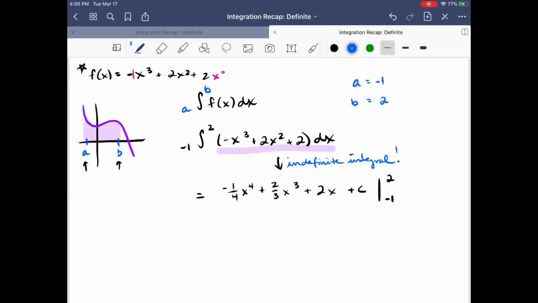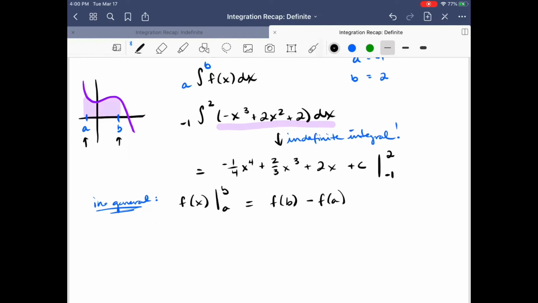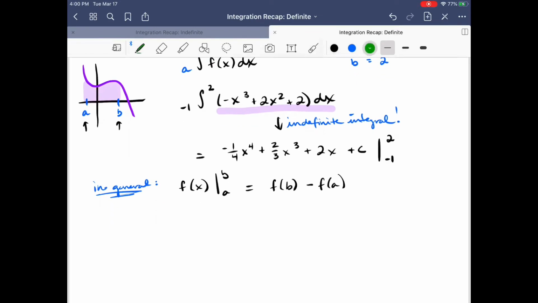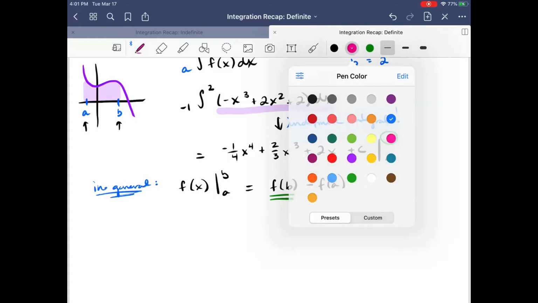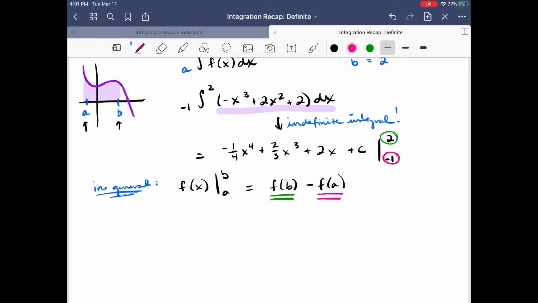So let's look in general, because we always like to start generally, and then we can go more specific for our given problem. So in general, when I have some f of x from a to b, the way I solve this is by doing f of b minus f of a. So all I have to do is plug in my endpoints to my function where I need to, and I am rocking. So let's take a look at what that looks like here. So f of b we'll do in green, and remember b is 2. F of a we'll go ahead and do in pink, and remember a is -1.